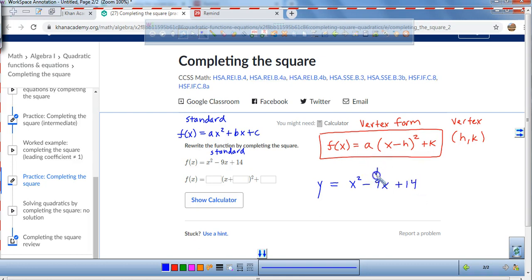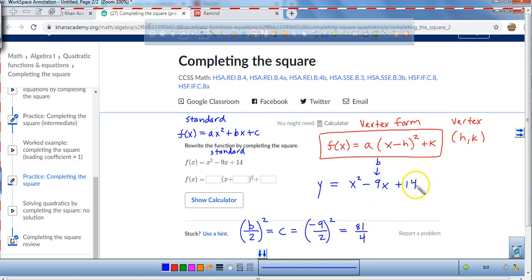Now, this negative 9, that's our b value. So let's take our b value, take half of it, and square it. And that will always give us our c value. So here we go. We're taking negative 9, we're going to divide it by 2, we're going to square it, and that's going to give us 81 over 4.